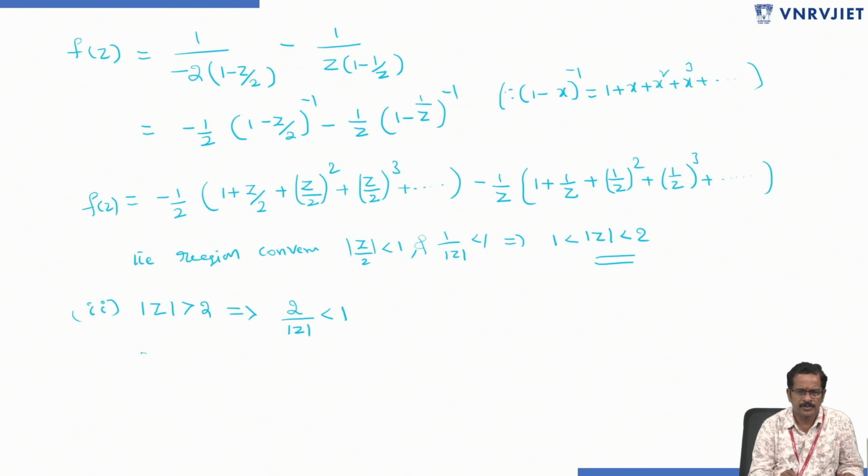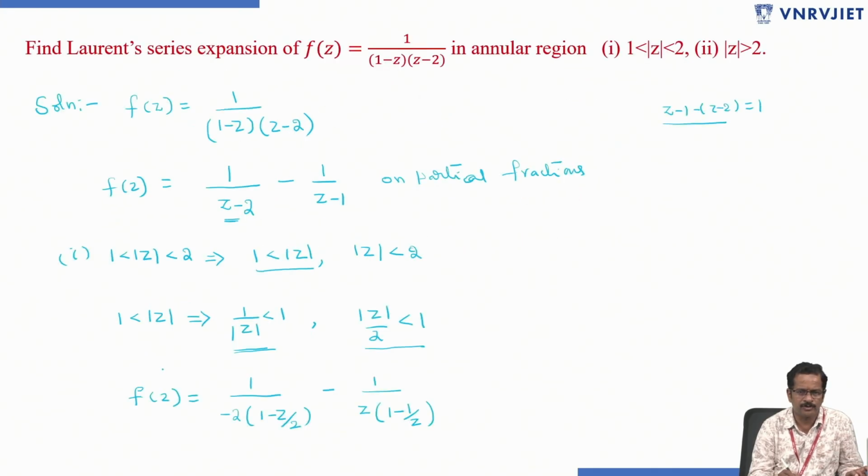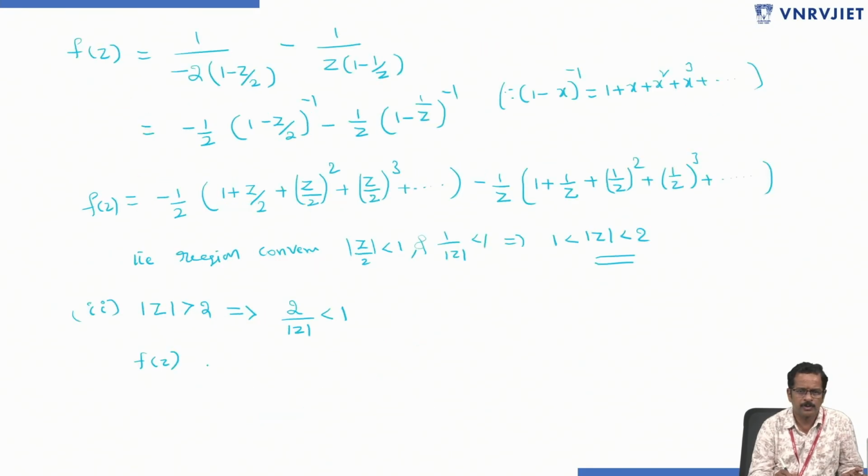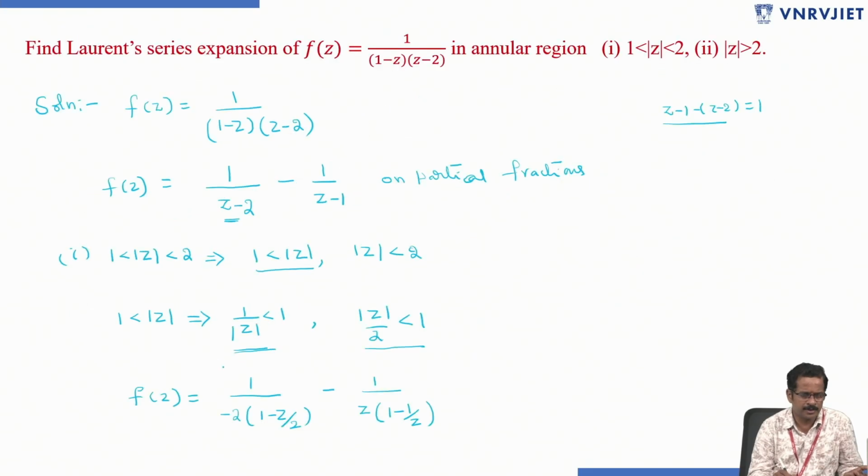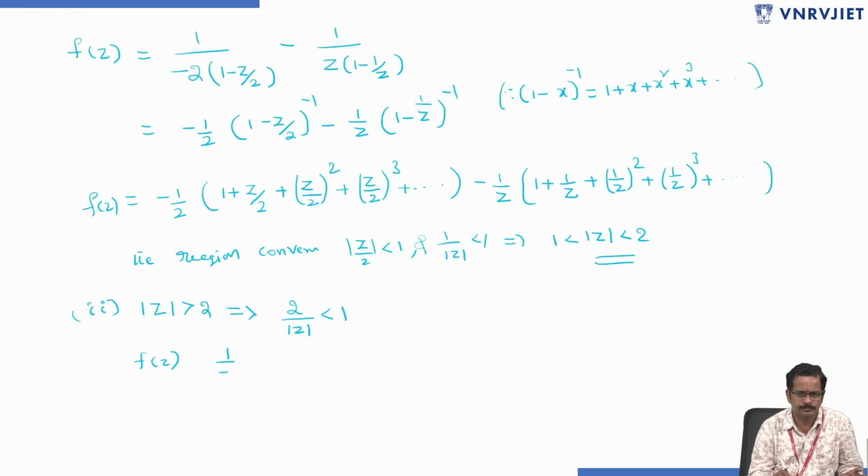So now here f of z, actually what we have, is 1 by z minus 2 minus 1 by z minus 1.